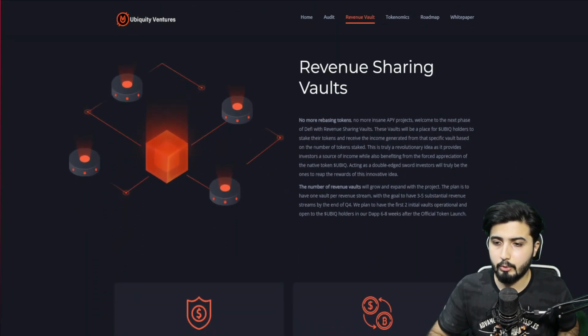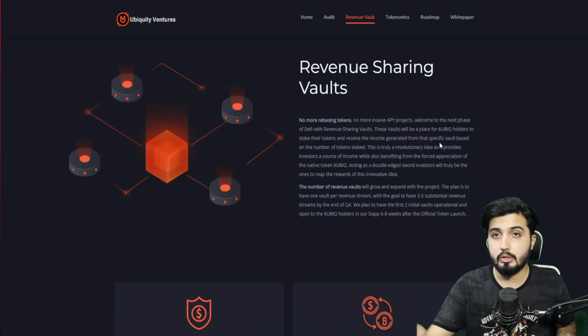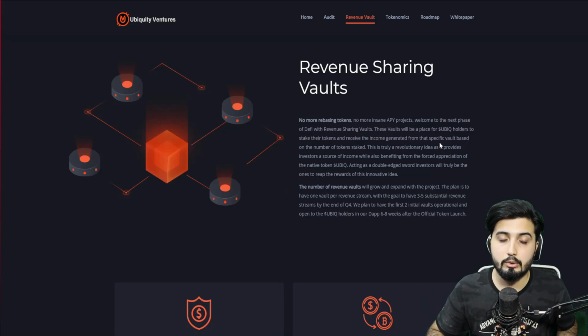You can read about the whole thing over here. It says these vaults will be a place for the UBIQ holders to stake their tokens and receive the income generated from the specific vault based on the number of tokens staked. Of course, it depends on the amount that you've staked. So if you have staked more tokens, you'll be making more income.